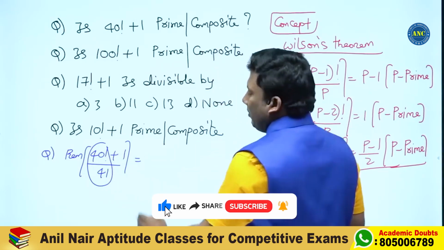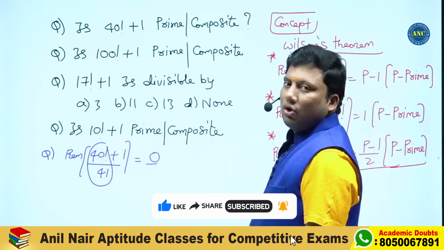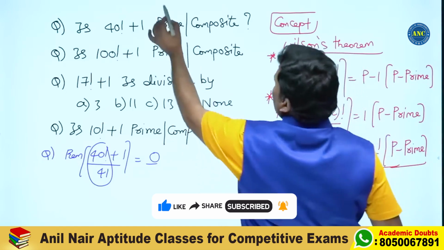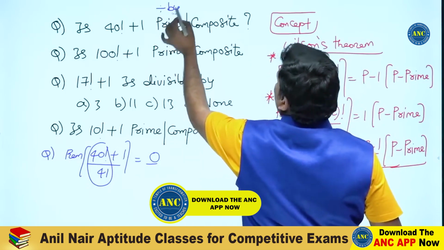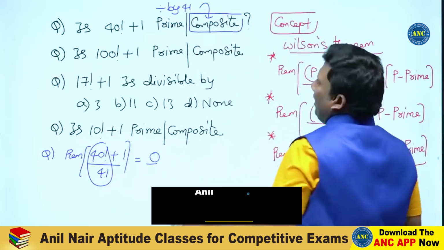41 is a prime number. 41 minus 1 is 40, and 40 plus 1 is 41. So the remainder is 0. That means this number is divisible by 41. If it is divisible by 41, how can it be a prime number?